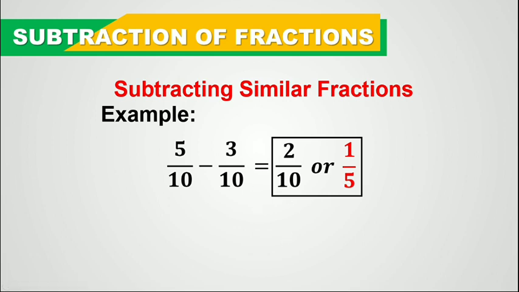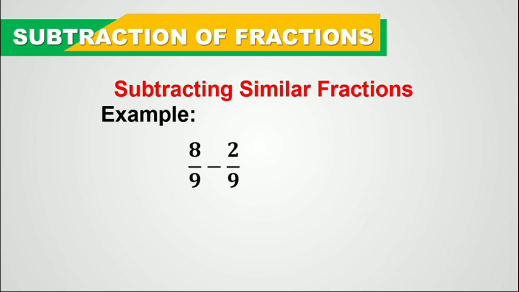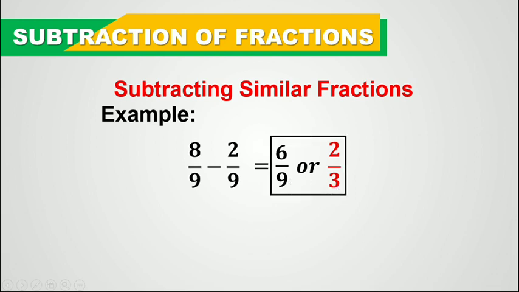Now, let's have one more example. Let's subtract 8 over 9 by 2 over 9. So again, just copy their denominator, 9, and then subtract their numerator. So 8 minus 2, that's 6, and then simplify your answer. So 6 over 9 can still be simplified into 2 over 3. So their GCF is 3. So 6 divided by 3, that's 2, and then 9 divided by 3, that's 3. So this is our answer for this particular example.